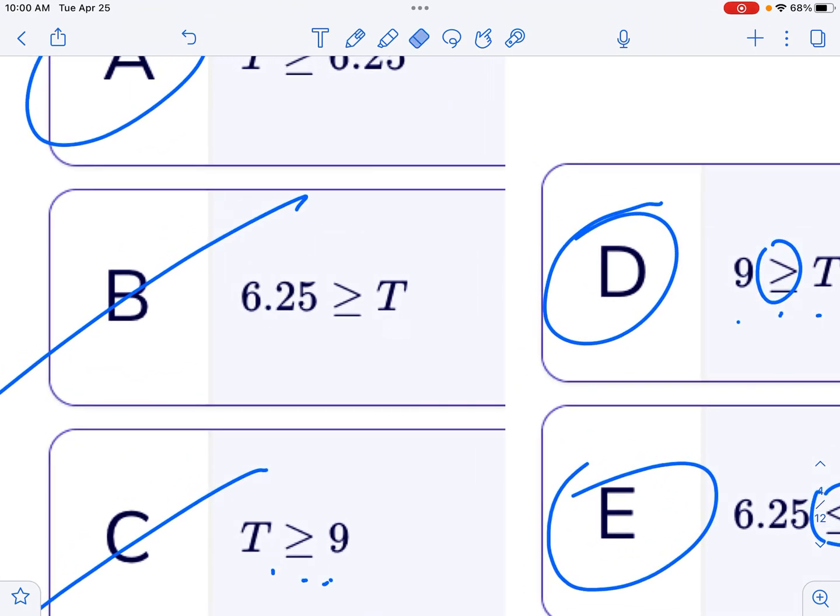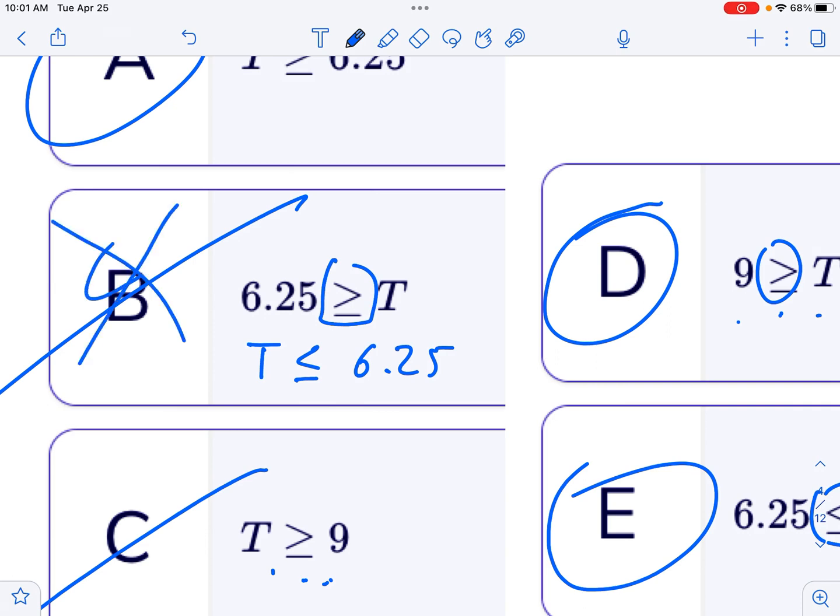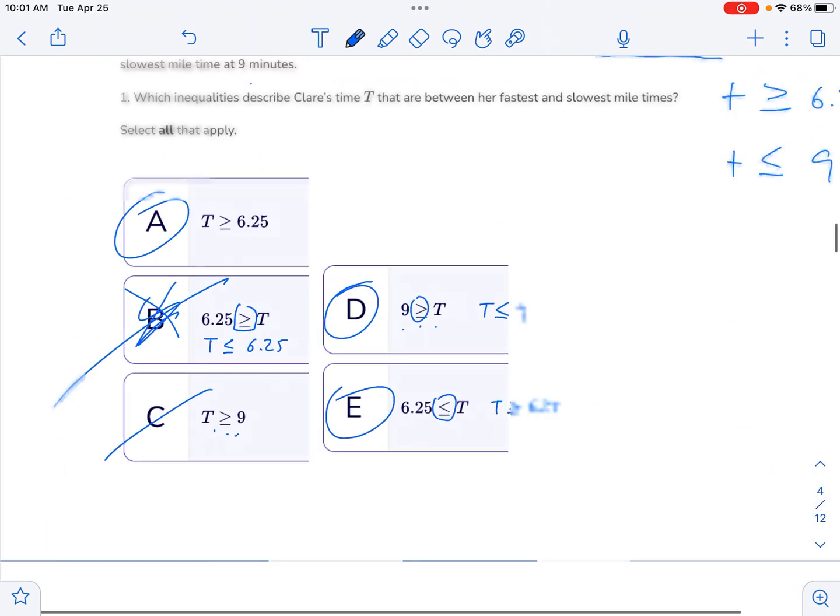Let's try it back on this one because this was kind of hard to see. I'm going to flip it. I mean, it's hard to tell. So I'm going to start with the T. I'm going to take this symbol, I'm going to flip it so it points the right direction. Is my time less than or equal to 6.25? No, it's not. It's bigger than that. It's so not.